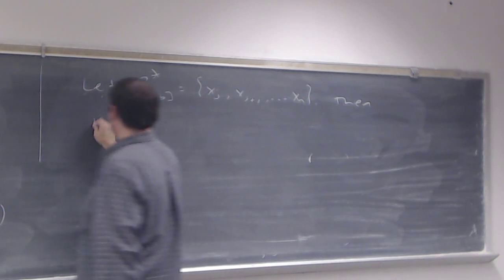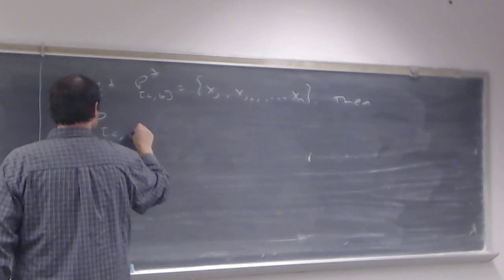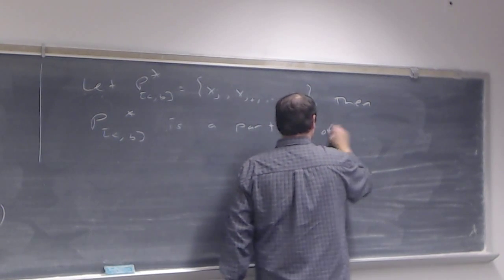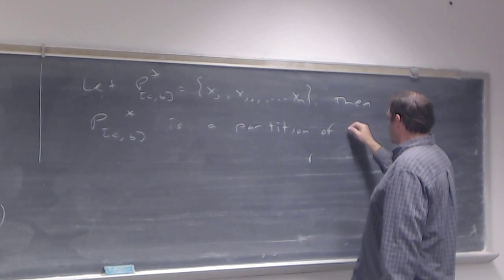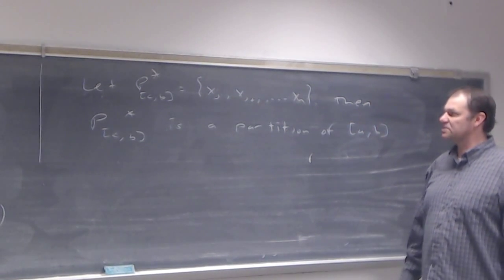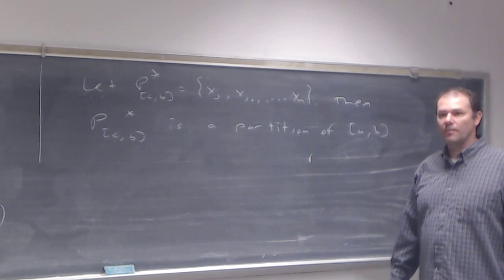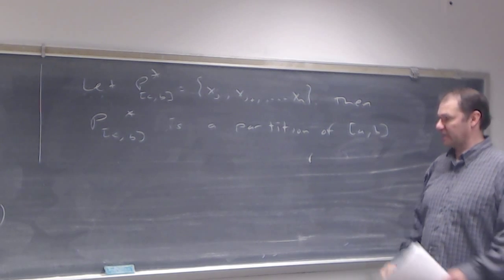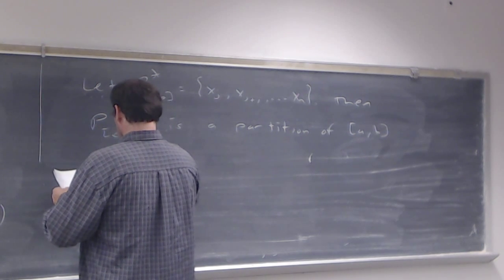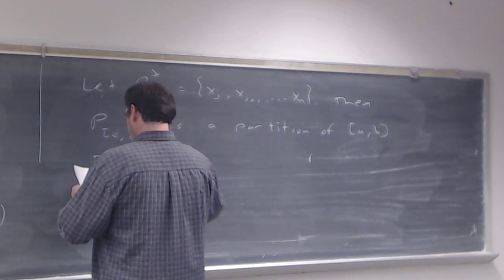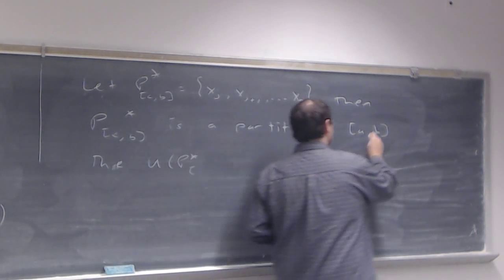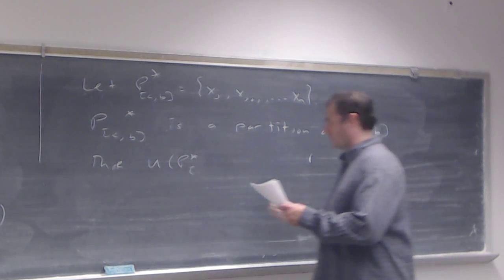Then this P sub C to B star is a partition of C to B. We're thinking of these points as being in P star, which is the partition of A to B. So then, if you will, the upper sum with P star, this isn't a partition from A to B, it's a partition from C to B.